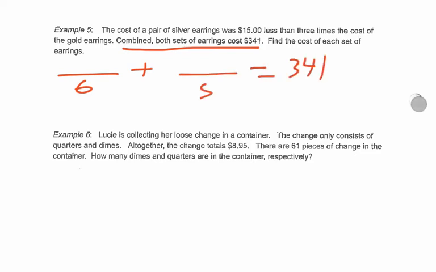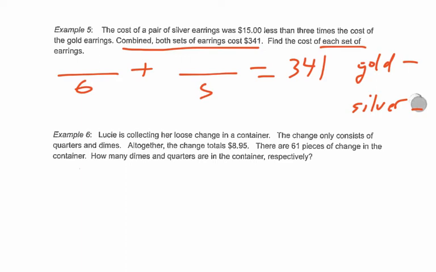And it's really helpful to always make representations like this. Now find the cost of each set of earrings. So we've got to find the cost of each one. So off to the side, let's label gold and silver. I want to represent those two algebraically.